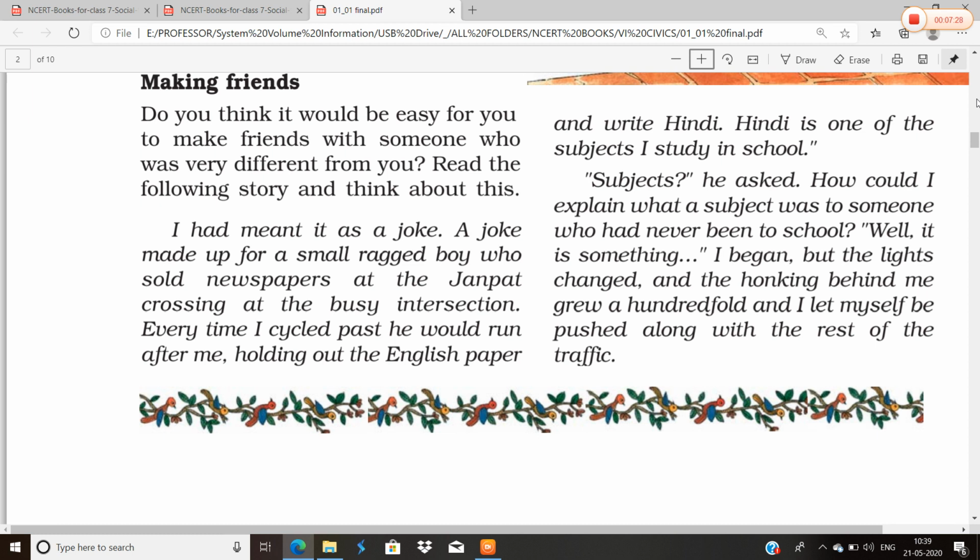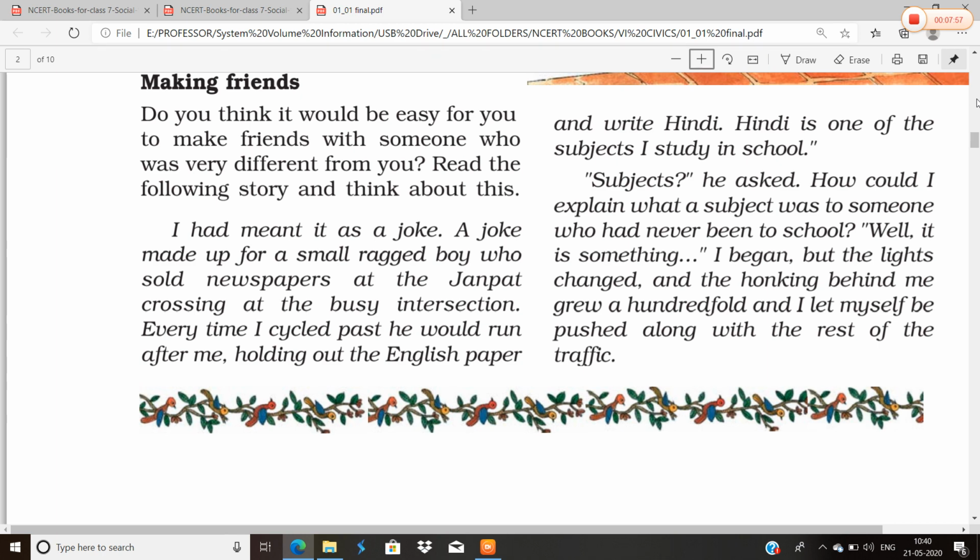So in this way, he replied, "Well, it is something I began, but the light changed." As he was standing on the pavement, the signal started to change, and as the signal changed he had to move from there because there was so much rush on the road, and he couldn't answer his question.